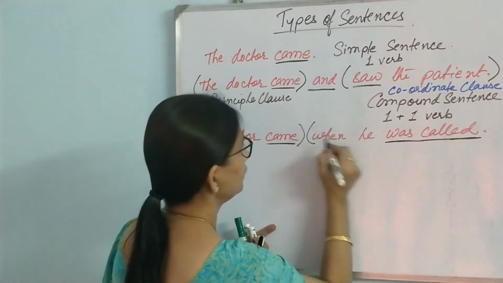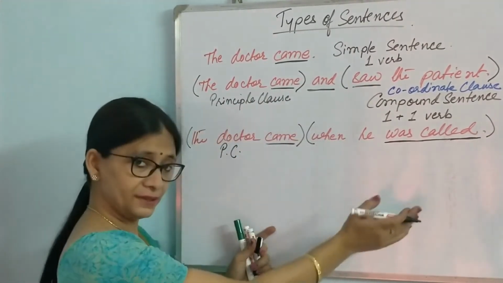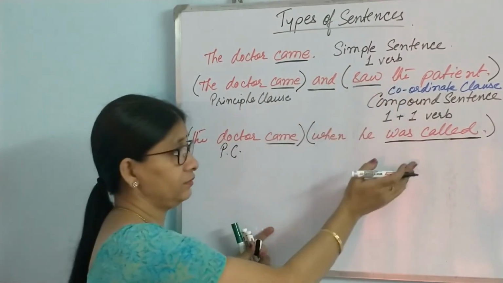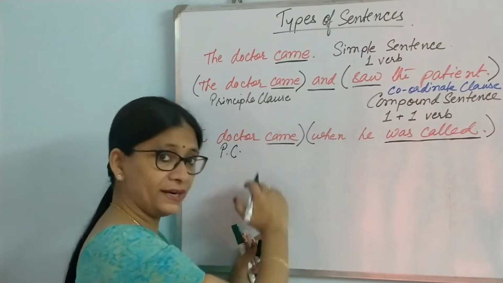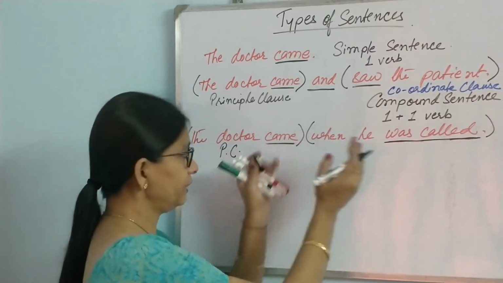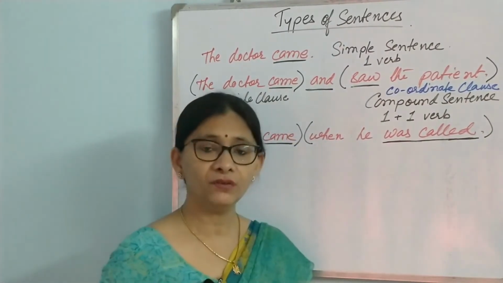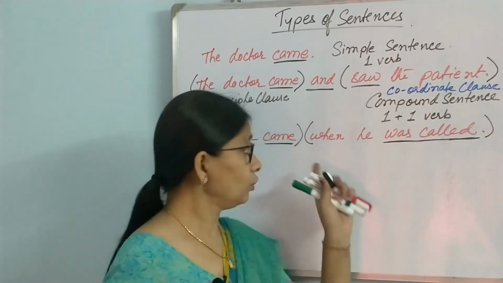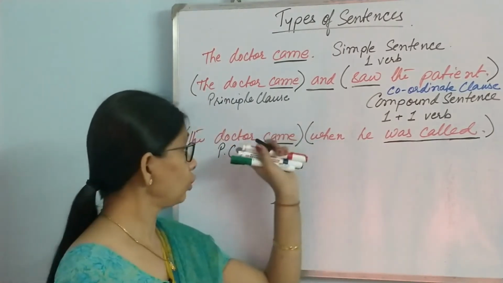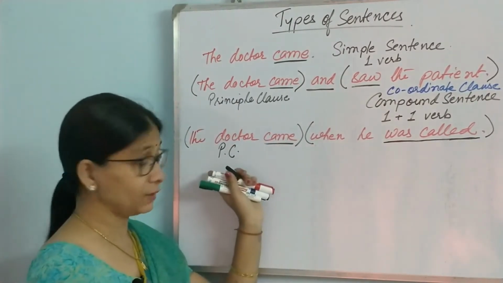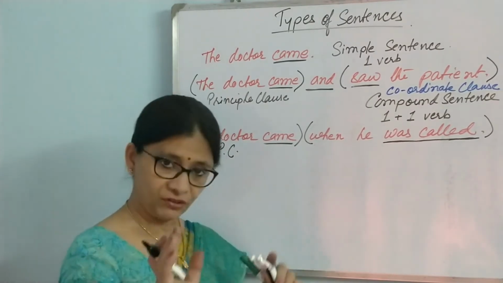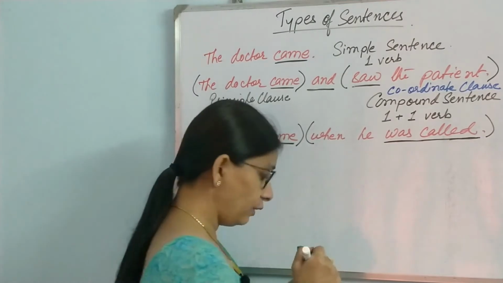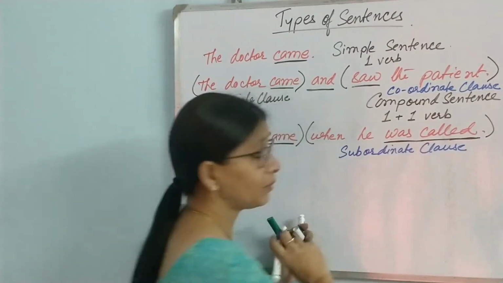When he was called. Now this is more dependent on the principal clause than the previous one. This is a lot more dependent, rather. This is totally dependent actually. Because if we just say "when he was called," it doesn't make any meaning. When he was called, what does this mean? Okay. So this is totally dependent. This clause is totally dependent on the first clause, the principal clause. The doctor came. So such kind of clause which is totally dependent on the principal clause, that is known as subordinate clause.